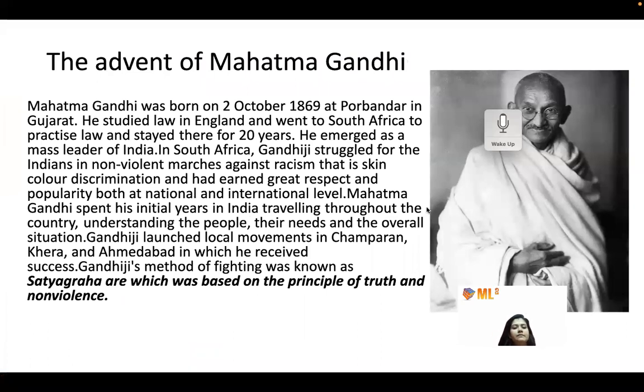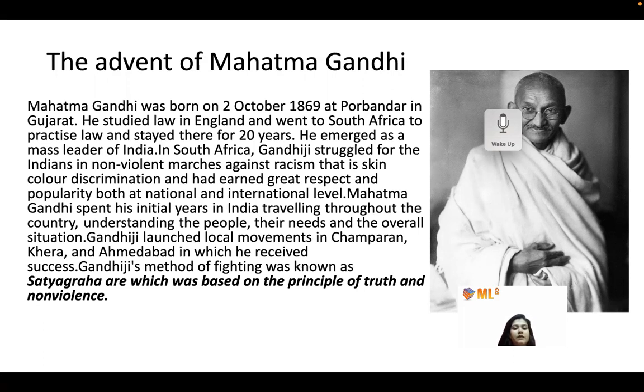Now the advent of Mahatma Gandhi. Now we will come to know about the personality of a very important person, that is Mahatma Gandhi. Mahatma Gandhi was born on 2nd October 1869 at Porbandar in Gujarat. He studied law in England and went to South Africa to practice law and stayed there for 20 years. He emerged as a mass leader of India.